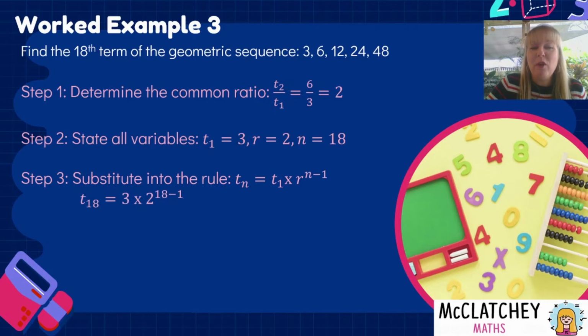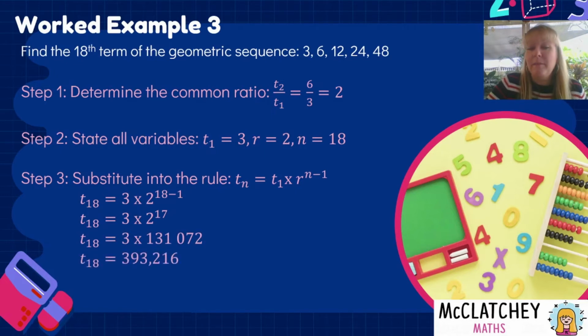So if we do that, we've got the 18th term is equal to 3, our first term, multiplied by 2 to the power of 18 minus 1. Now we know 18 minus 1 is 17. So it's really important that we do it on our calculator backwards. You're going to actually raise 2 to the power of 17 first and then multiply that by 3, and then you'll get the answer, and you're going to write a statement. The 18th term is 393,216.